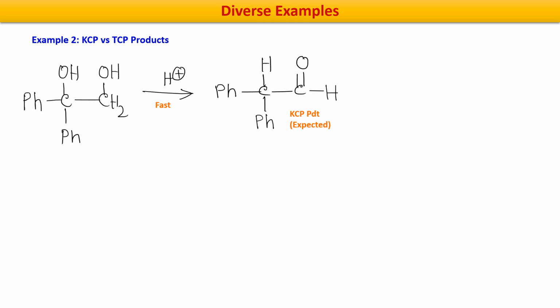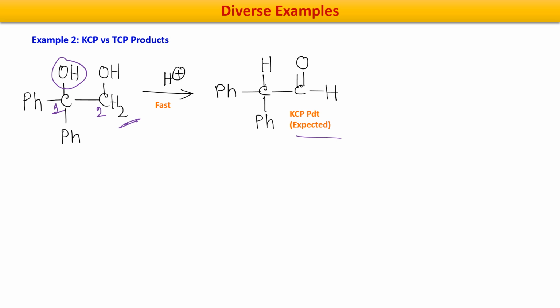Next example, KCP versus TCP product. So in this molecule, obviously we can understand if it is carbon number 1, this is 2, positive charge we have to generate at position 1, because by removing this OH group, because 2 Ph groups are there, it will stabilize it. Now after this positive charge generation, one of these H will be moving towards 1, because there is no choice, you have 2 hydrogens, so you will get this product. Now this product is KCP, which will be formed very fast, and this is our expected product.